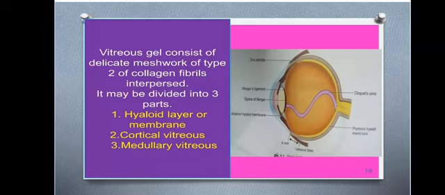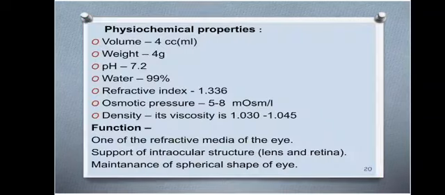The vitreous gel consists of a delicate meshwork of type 2 collagen fibrils. It may be divided into three parts: hyaloid layer or membrane, the cortical vitreous, and medullary vitreous. The physiochemical properties: the volume is 4, the weight is 4 gram, the pH is 7.2, water content is 99%. The refractive index is 1.336, the osmotic pressure is 5 to 8 osmolarity, and viscosity is about 1.030 to 1.045.